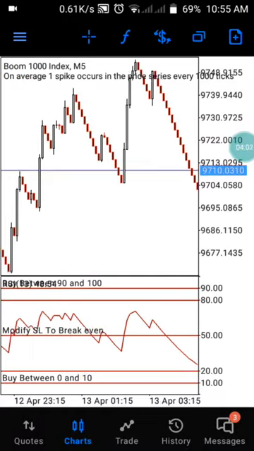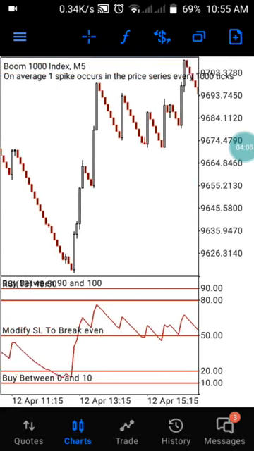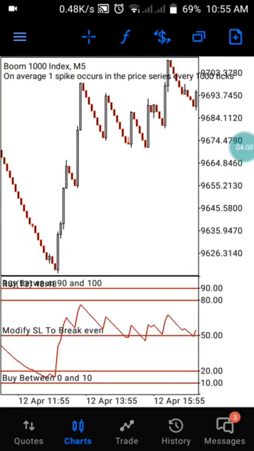So guys, let me show you more samples like this. You see, this might not happen all the time, maybe every 5 minutes. It might not happen every 5 minutes, it might not happen every 20 minutes. But once it is accurate, then guys, let me tell you, it is the best time for you to enter and catch your spike.